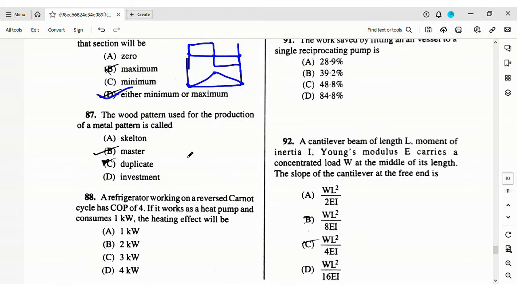The wood pattern used for production of a metal pattern is called a mustard.